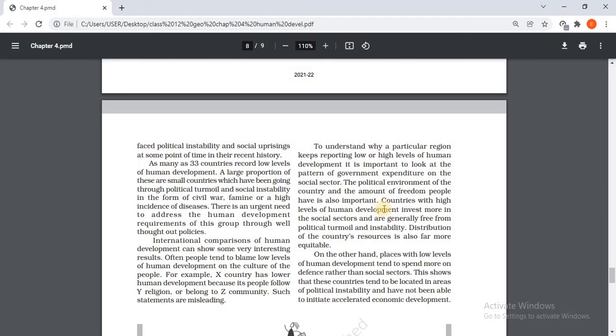Countries with very high levels of human development invest more in the social sectors and are generally free from political turmoil and instability. Distribution of the country's resources is also far more equitable. On the other hand, places with low levels of human development tend to spend more on defense rather than social sectors. This shows that these countries tend to be located in areas of political instability and have not been able to initiate accelerated economic development.